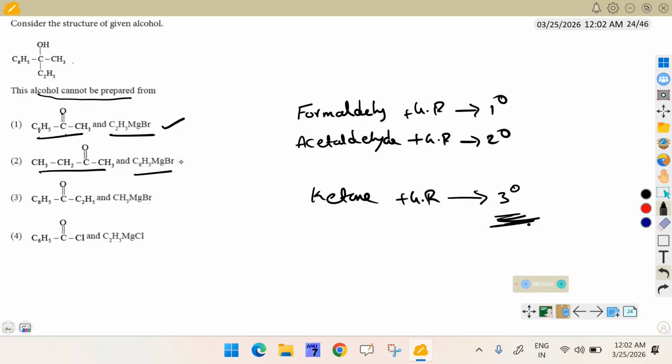Ketone plus Grignard reagent gives it. But this is an acid chloride. An acid chloride reacts with a Grignard reagent, then it gives a 1-degree alcohol. But the given alcohol is 3-degree. The fourth option is the wrong option. You can check, already explained in grand test 3.